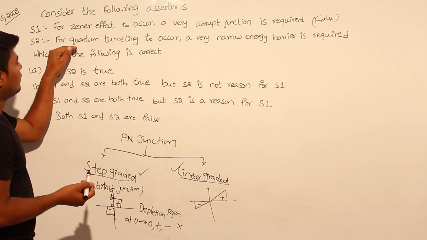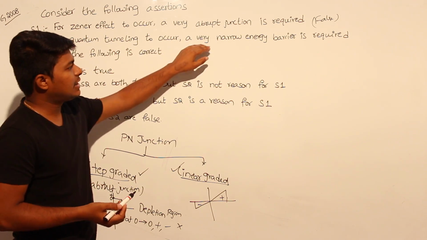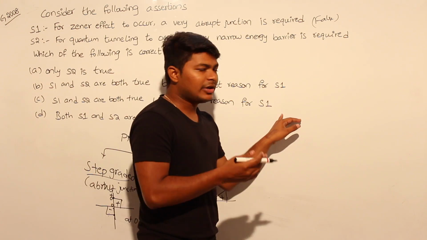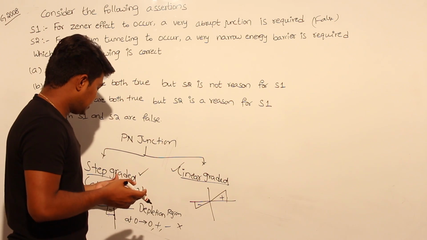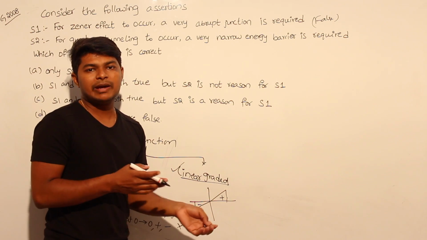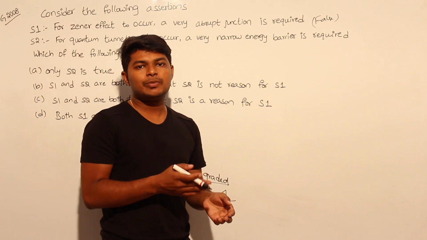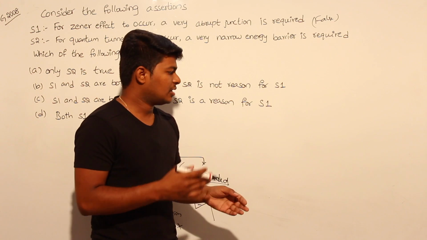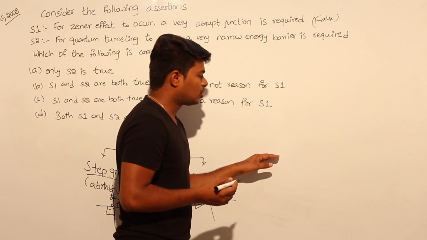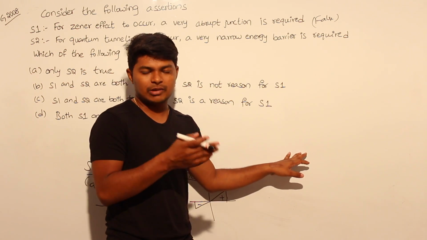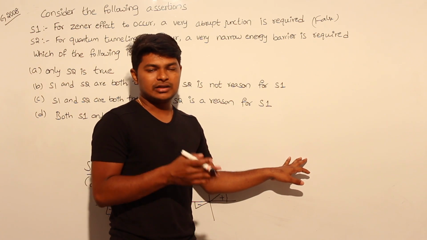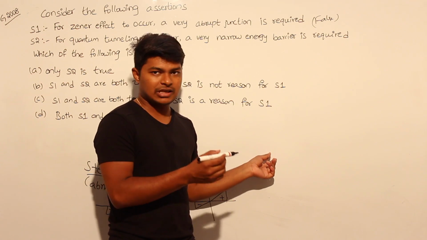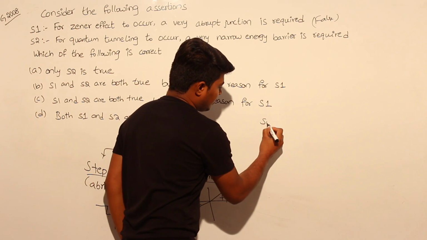Coming to S2: for the quantum tunneling effect to occur, a very narrow energy barrier is required. Now obviously the Zener effect can occur in either step graded or linear graded, but the only main point is it should be heavily doped from both sides, P side and N side. It should be heavily doped. Now there are two kinds of effects: it can occur by a surmounting process or by the tunneling effect. Now I will define what you mean by tunneling effect and what you mean by surmounting process. Now, surmounting process.